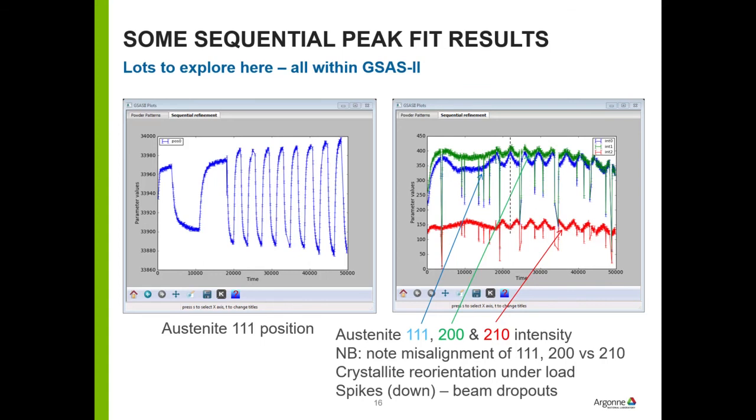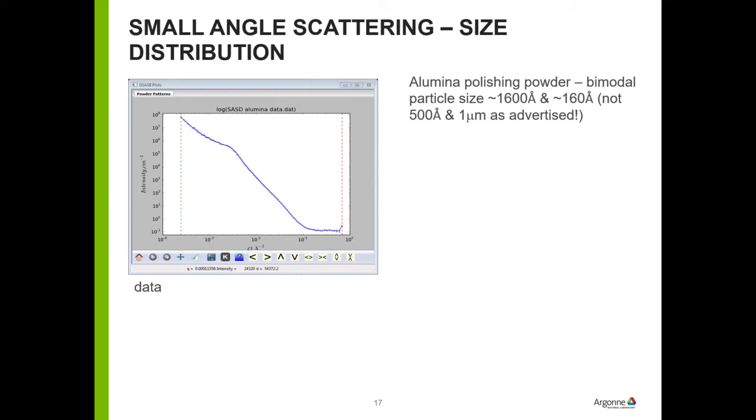There's a lot of stuff one can do with this. So here's another case. This is now small angle scattering. And here's a typical small angle scattering curve. This comes from an aluminum polishing powder that was supposed to be bimodal. There's a peak here, and there's actually another peak here that's from the 2 different sizes of material in this.